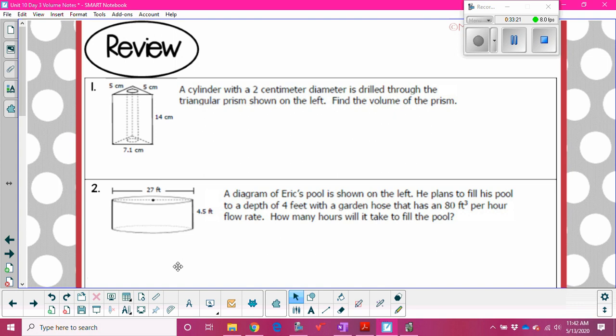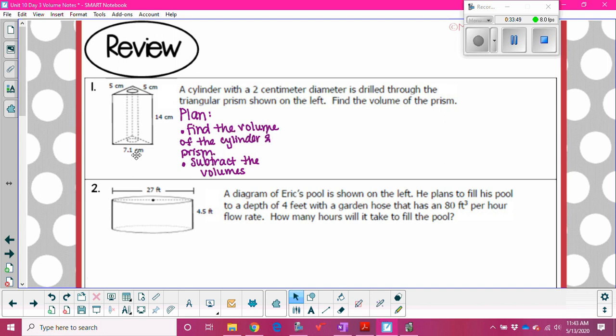A cylinder with a 2-centimeter diameter is drilled through a triangular prism shown on the left. Find the volume of the prism. Okay, so I like to come up with a plan. I think we need to find the volume of the cylinder and find the volume of the prism, and then we need to subtract the volumes. Okay, so now pause the video and go forward.